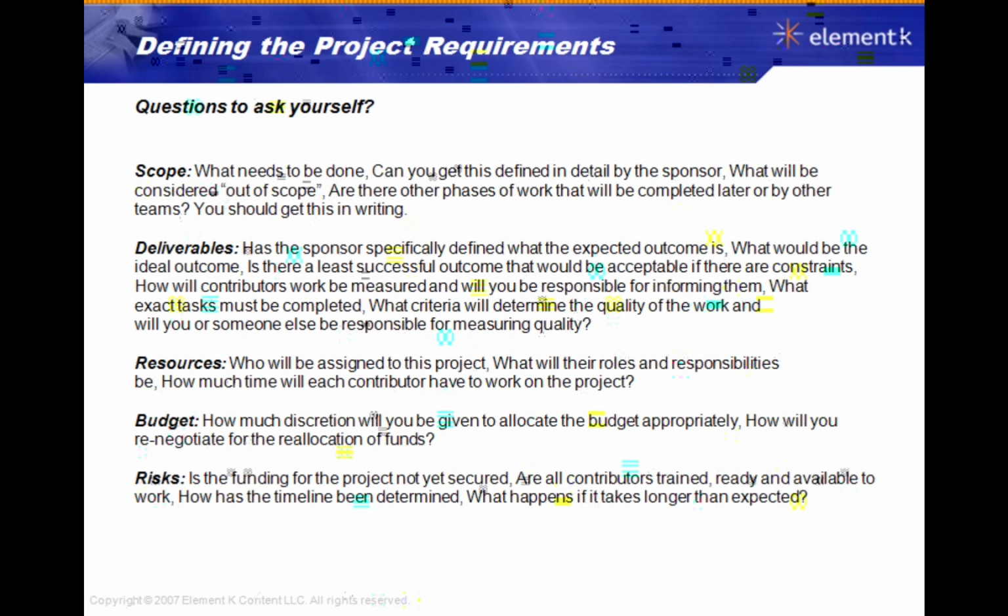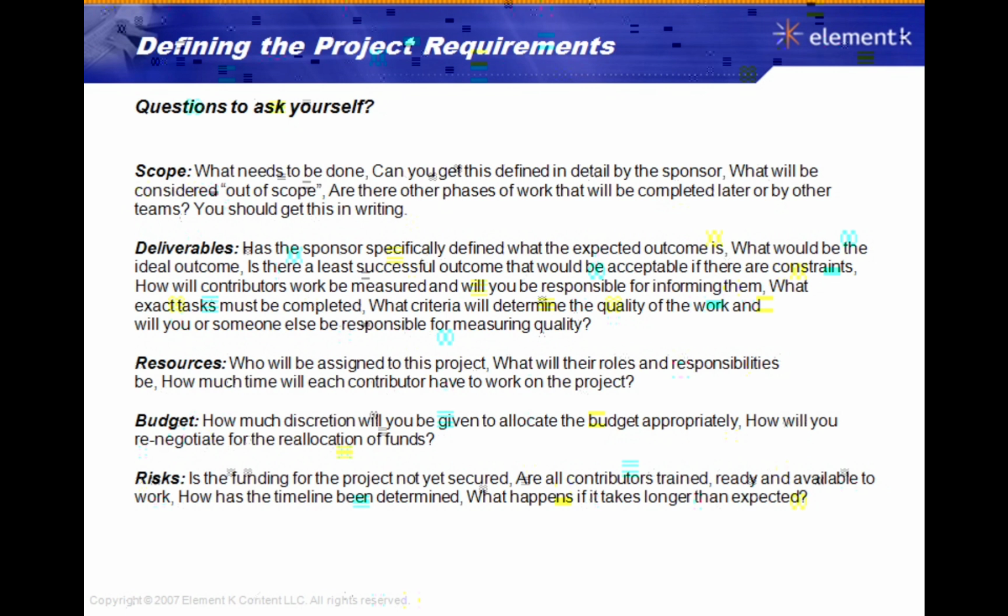Deliverables. Has the sponsor specifically defined what the expected outcome is? Is there an outcome that's ideal over anything else? Is there a least successful outcome that would be acceptable? You have to remember there could be some constraints. Things can go wrong. And if there is a least successful outcome that you know is acceptable, then at the very least, it will still allow the project to move forward to its completion.